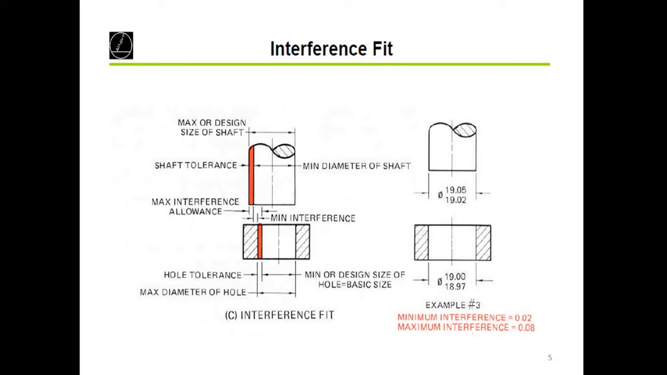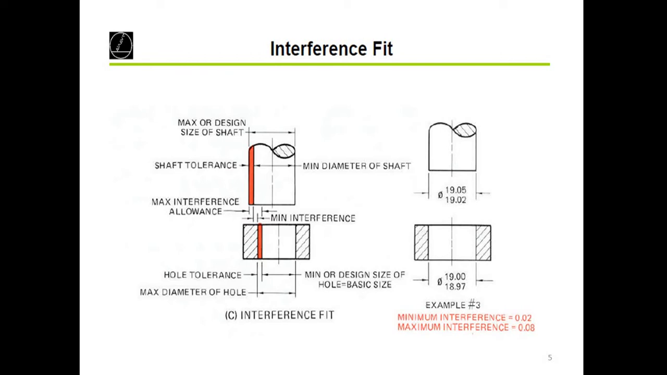Interference fit is also called press fit. The condition for interference fit is that, as we see in the diagram, the minimum diameter of shaft must be greater than the maximum diameter of hole. I will repeat: interference fit is possible only when the minimum diameter of shaft is greater than the maximum diameter of hole. Consider again one example here.